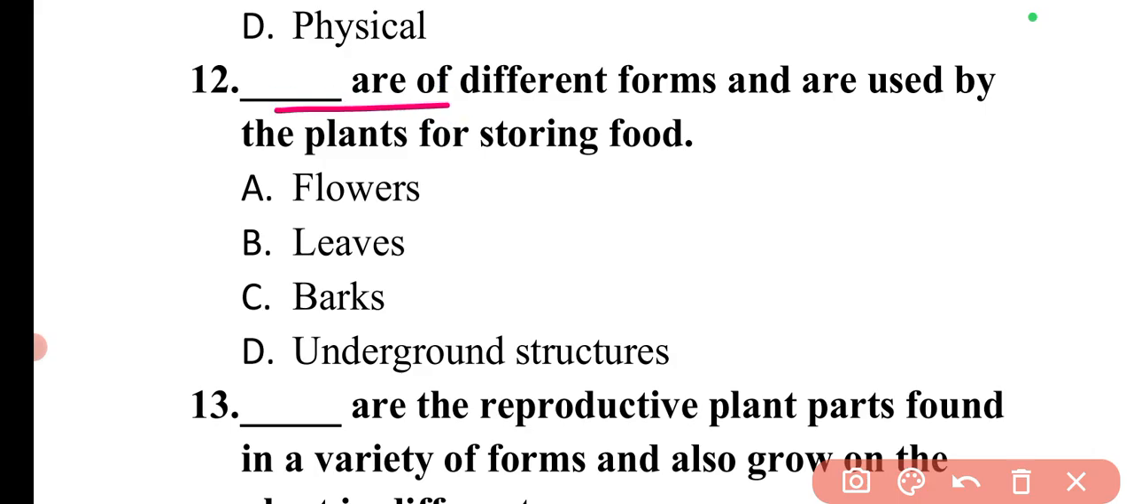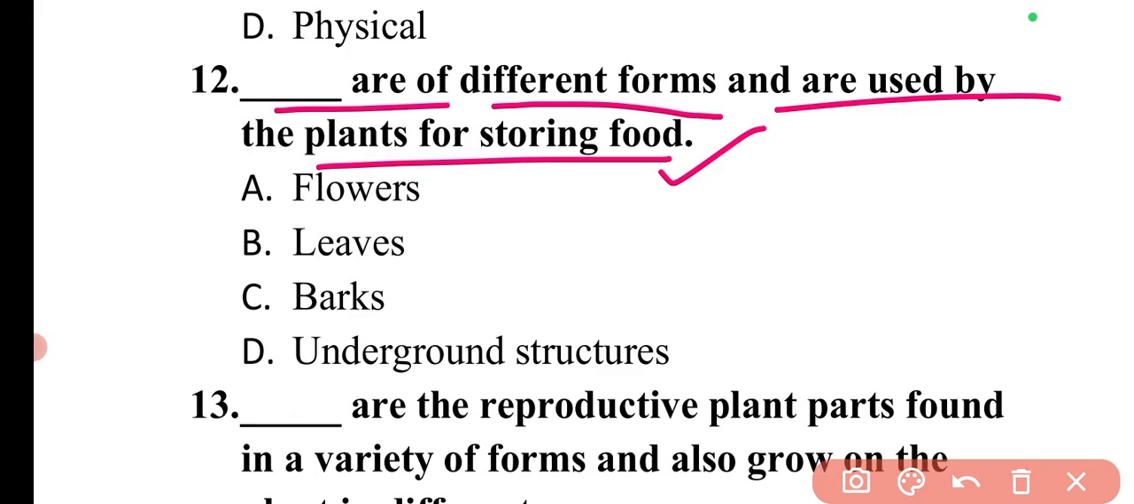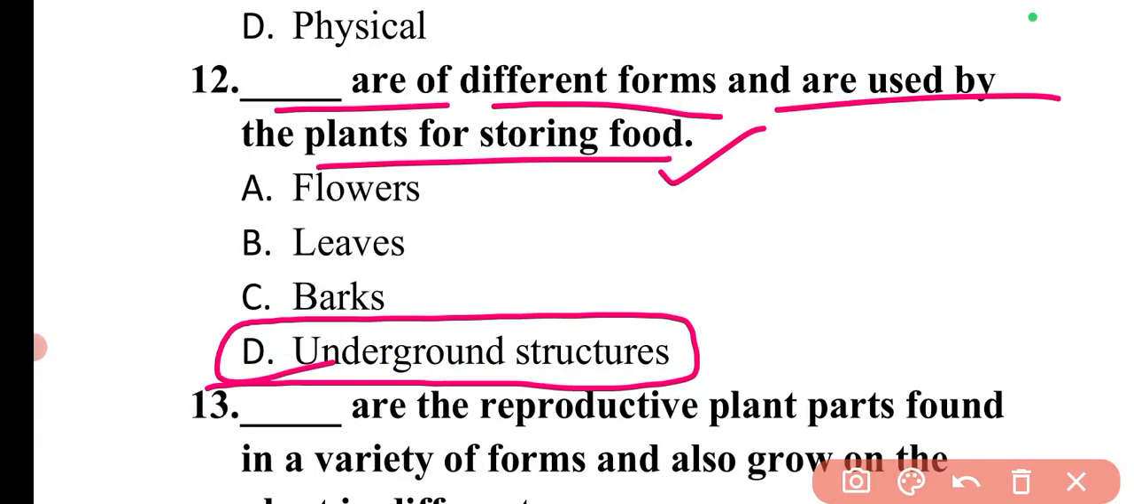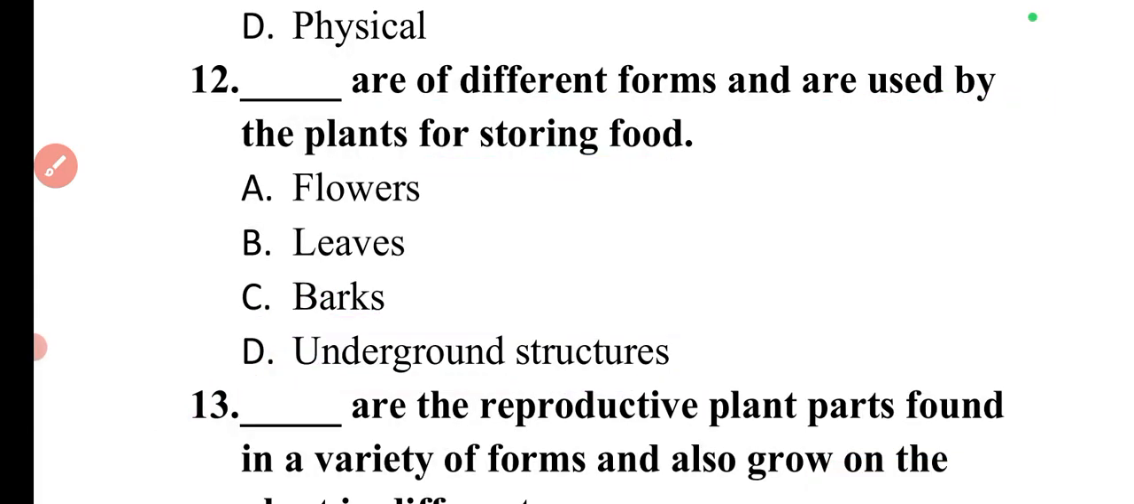Next question is, dash are of different forms and are used by the plants for storing food. So basically in plants the storage of food is done in the underground structures. There are some underground structures in the plants, and these are of different forms, and the plant's food is stored in these types of structures. These are the underground structures.